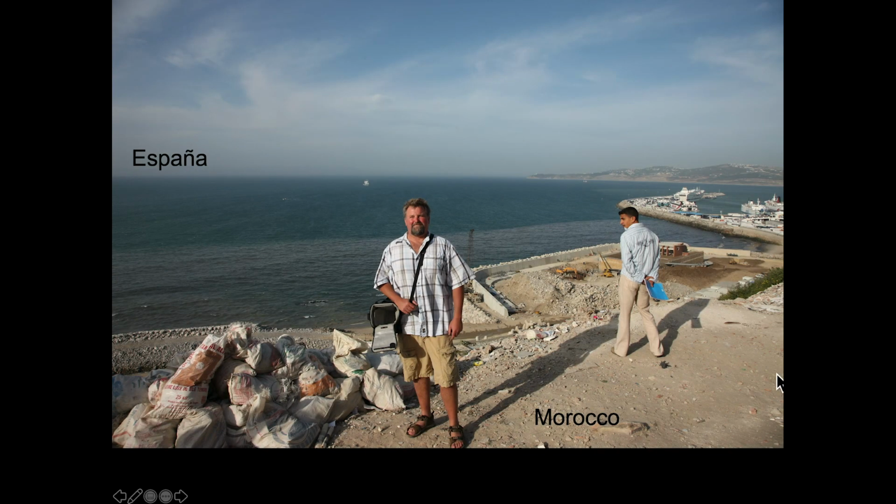And just on the opposite side of the water, standing in Africa, with Spain in the background here, standing in Morocco, Tangiers, the port is located right here, and the city itself, the Casbah, all that kind of stuff is located just over here to the right. So standing in Africa, looking at Europe, or standing in Europe, looking at Africa.